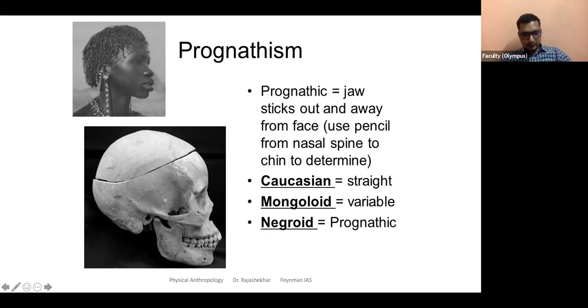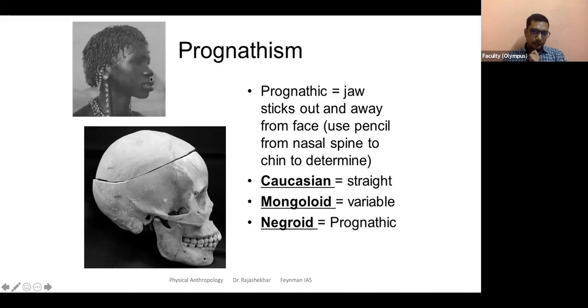So the jaw, if you actually draw a line like this, you can see the jaw is protruding out. This is called prognathism. To draw an angle, you see that the bottom part of the face comes out. That is prognathism, the extending jaw that they have, or the jaw sticking out comparatively to the face.